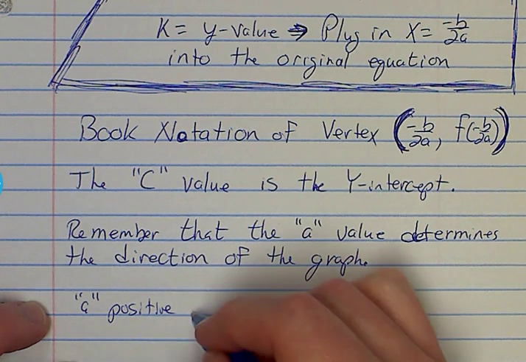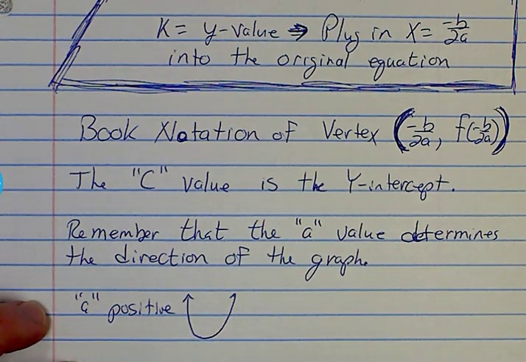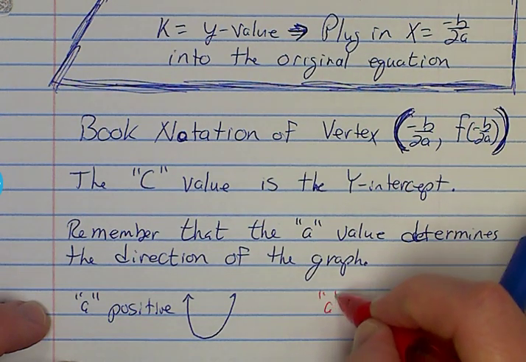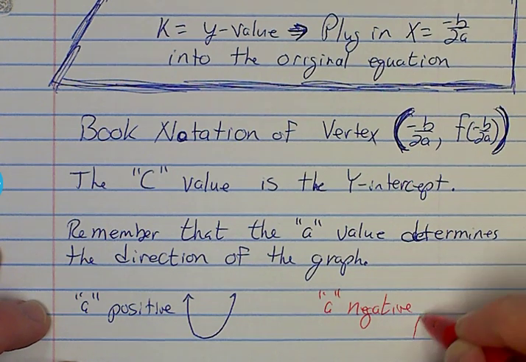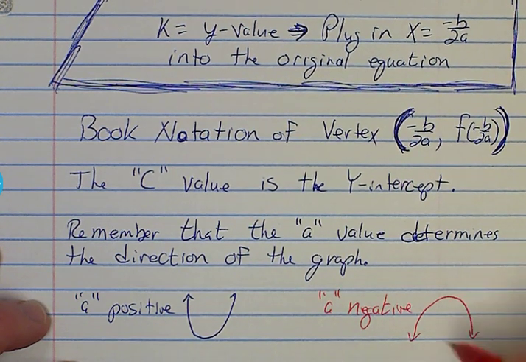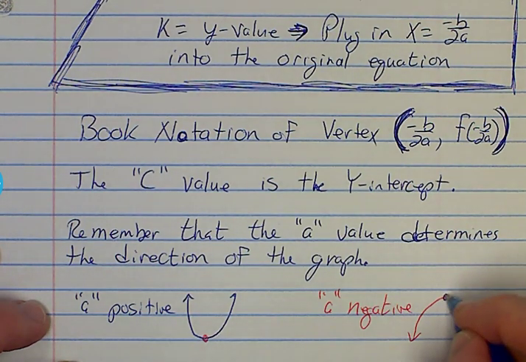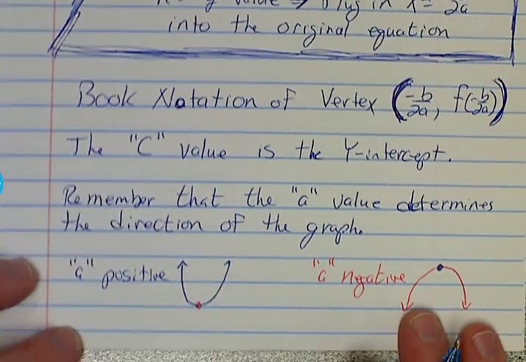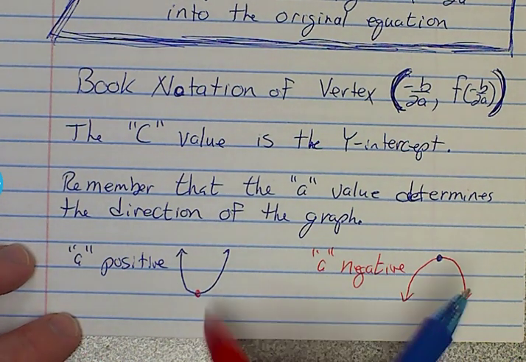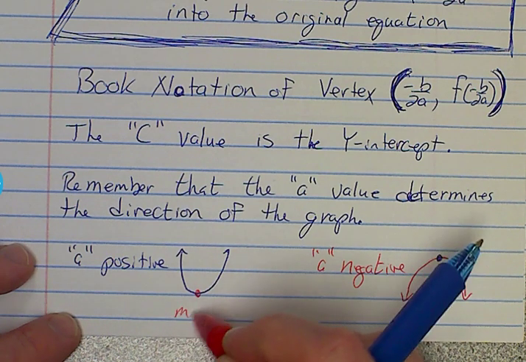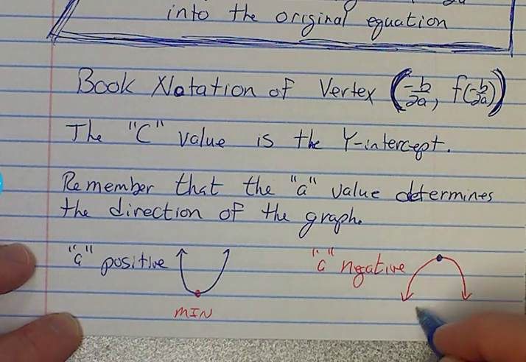Then when A is positive, the graph looks something like this. And when your A is negative, the graph will look something like that. And remember, when A is positive, when you have something like this, and your vertex is here, that's the minimum value. When your vertex is here at the top, that's the max value.